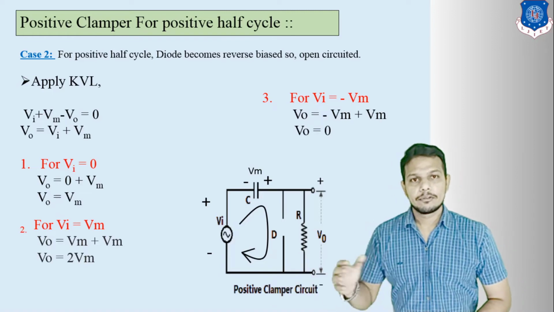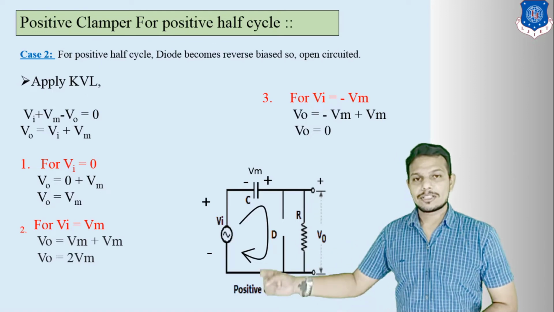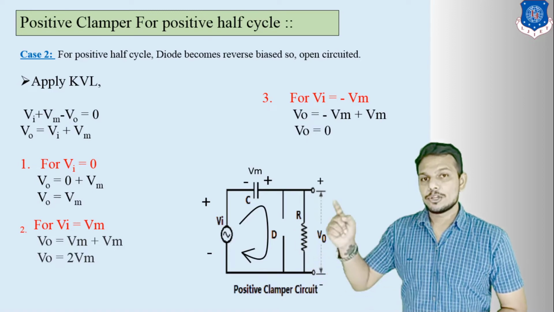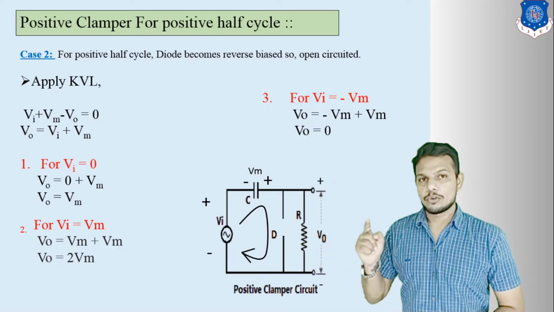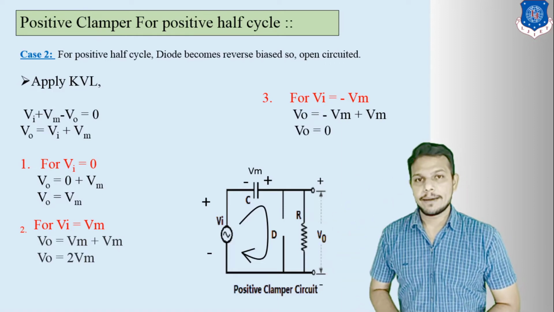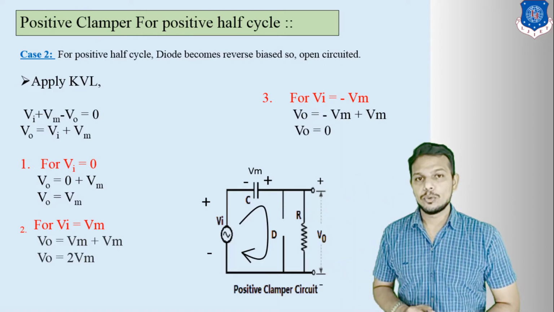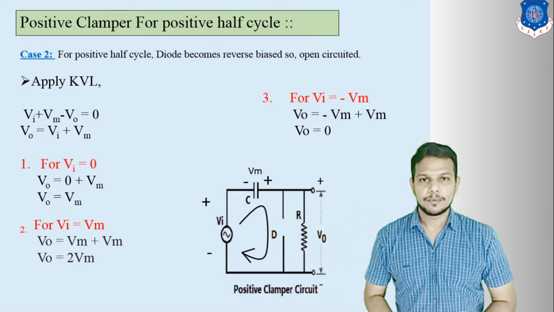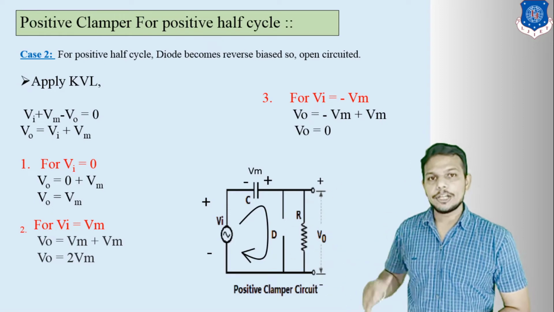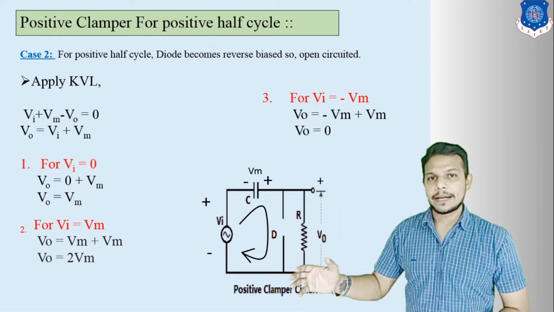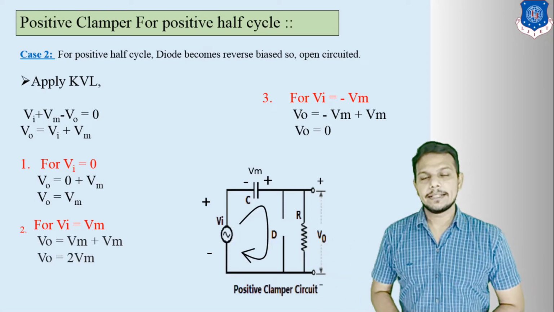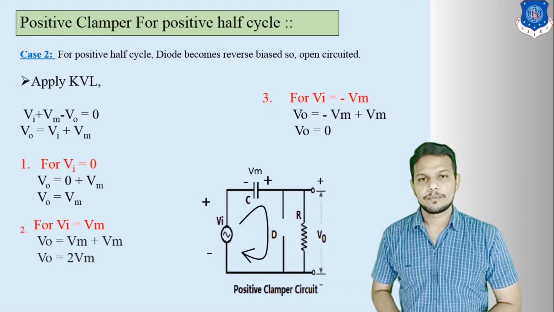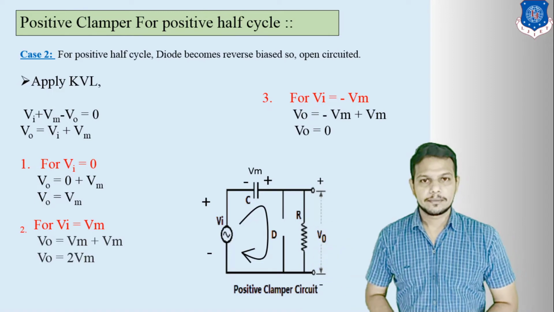Now 3. For VI is equal to, because this is the AC waveform, here we can see this is the AC waveform. So at this time your waveform goes down. So we can take VI is equal to minus VM. So VO is equal to minus VM plus VM. So it becomes VO is equal to 0. So like this, according to KVL, we can apply different values of VI in this equation and we will find this output voltage VO across this resistance.